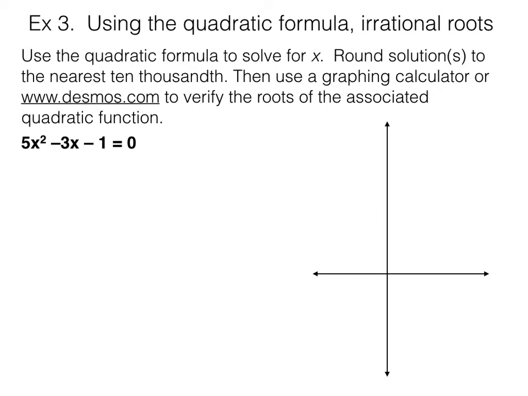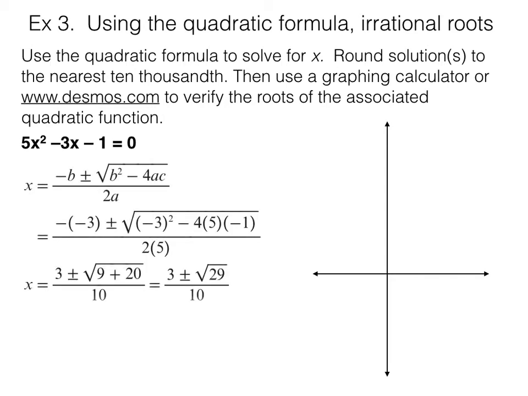It is in standard form. a is 5, b is negative 3, and c is negative 1. So we can substitute everything into the quadratic formula. But here we see an example of what happens when the radicand is not a perfect square. So if we're asked to approximate these solutions, we need a calculator at this point. And we'll do 3 plus the square root of 29 divided by 10, and 3 minus the square root of 29 divided by 10. So we have one positive and one negative root, both pretty close to 0, right? Less than 1 unit away from 0.